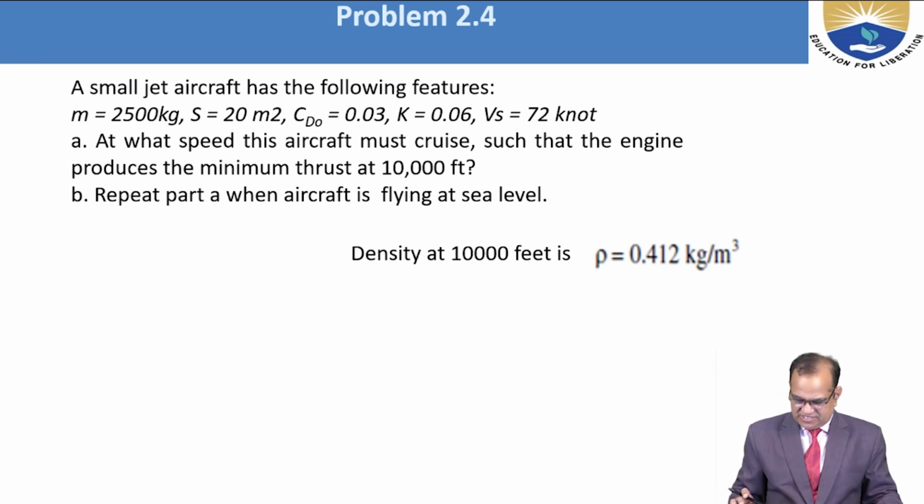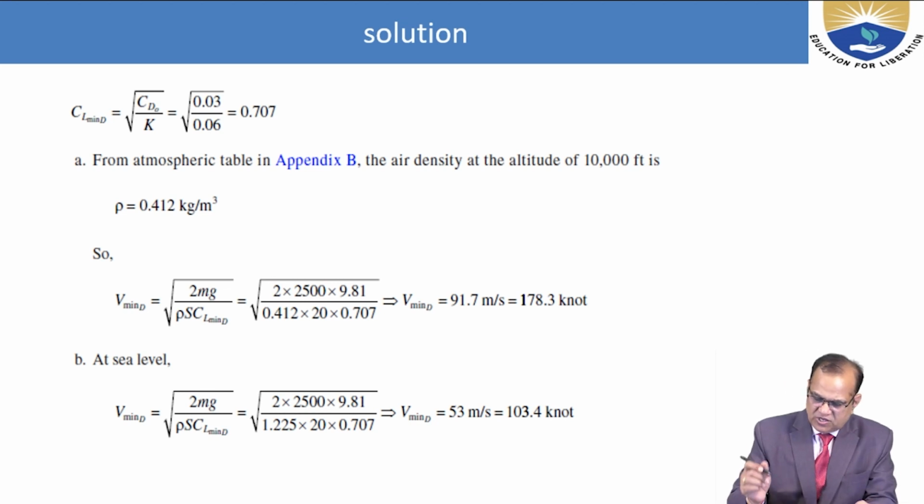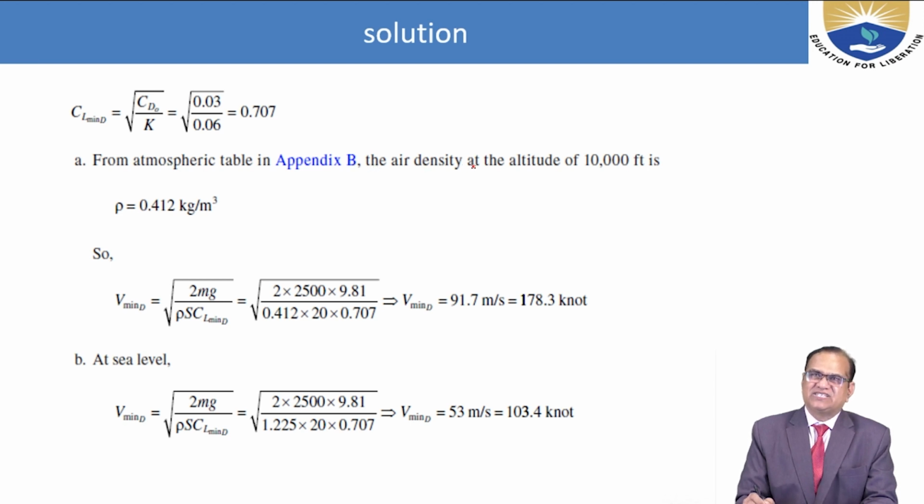So these are the things we have to use to solve the problem now. We know that CL for minimum drag is equal to the square root of CD naught by K. CD naught is given as 0.03, K is given as 0.06. So we will get CL for minimum drag as 0.707. From the atmospheric table, which is given in appendix B, the air density at an altitude of 10,000 feet is 0.412 kg per meter cube. So V minimum drag is equal to the square root of 2 mg divided by rho S CL minimum drag.